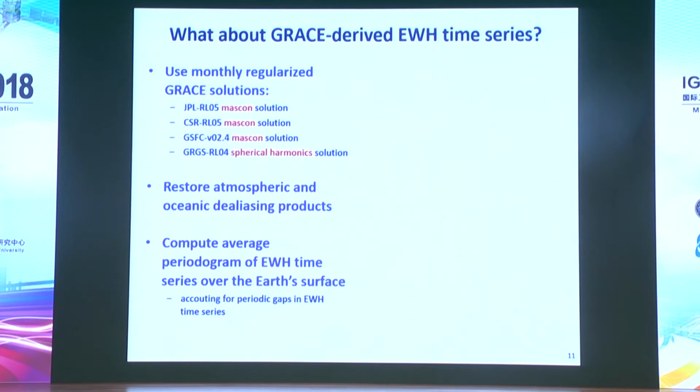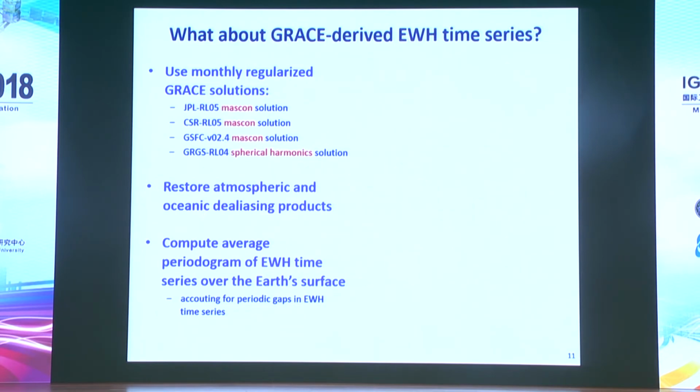So we then looked at GRACE-derived time series of equivalent water height. We used different regularized GRACE solutions so that we didn't need to apply any smoothing or filtering, including 3 Mascon solutions from JPL, CSR, and GSFC, and 1 spherical harmonic solution from GRGS. We restored the atmospheric and oceanic de-aliasing products when necessary so as to compute total surface mass variations.